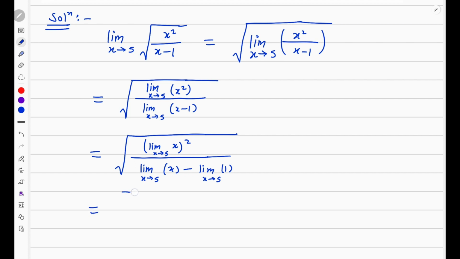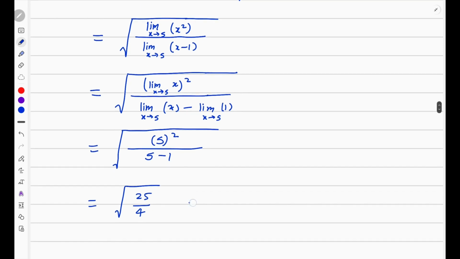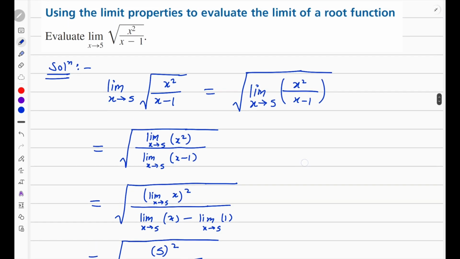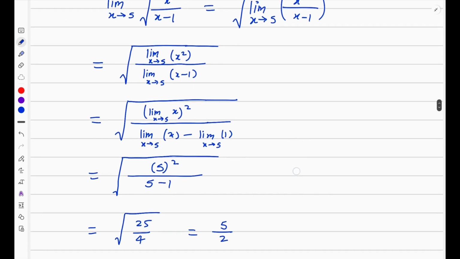When we apply the limit, it becomes 5 square over 5 minus 1. It becomes 25 over 4, and the square root of 25 becomes 5, and square root of 4 is 2. So in this question, we take the limit inside of the root and then do the numerator and denominator separately.